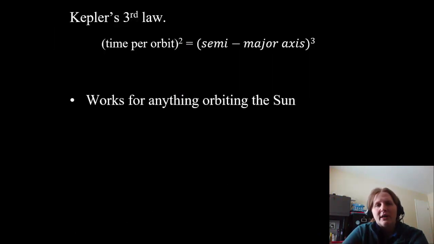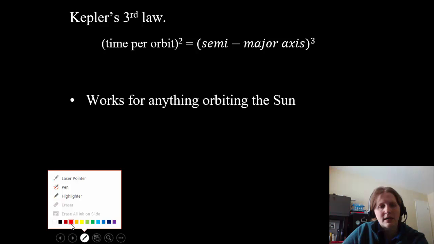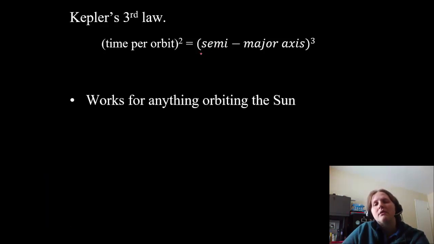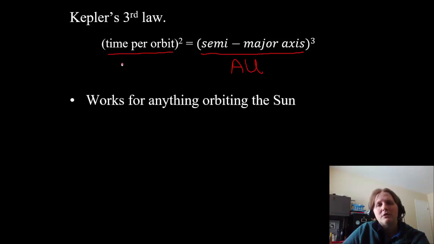Alright, we're going to work our way into talking about Newton's version of Kepler's third law, which is going to turn out to be important. But before we jump into that, let's go back and remember Kepler's third law. Okay. Kepler's third law says that the larger the orbit is, the longer it takes to go around. Right? And this was measured in AU, astronomical units, and this was measured in Earth years.